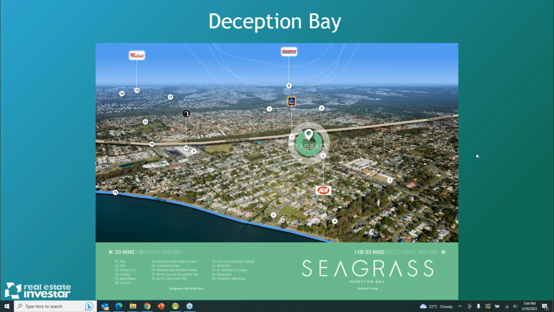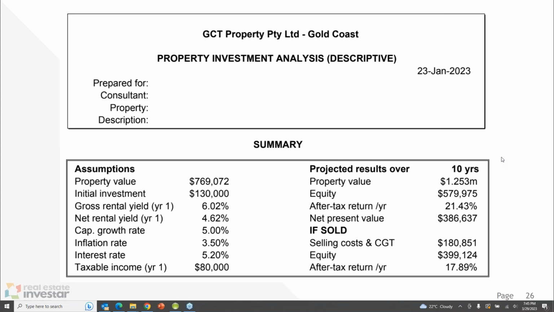Vacancy rates in Deception Bay are exceptionally low. Train service up there, bus near the main highway going up between Brisbane and the Sunshine Coast. You've got North Lakes not too far away, which is a huge Westfield development. Costco, ALDI again. So these are large companies, and they don't invest in areas unless they're confident of the longevity of that market and a growing population.